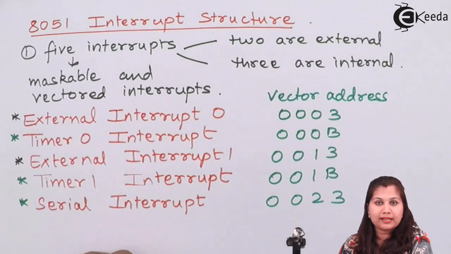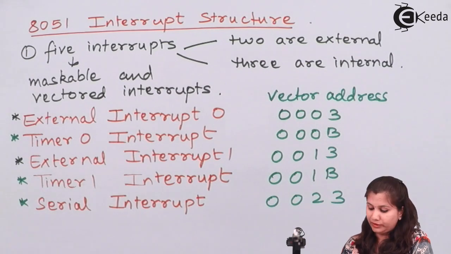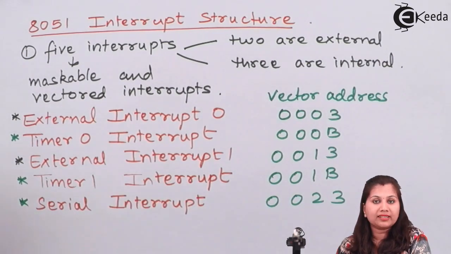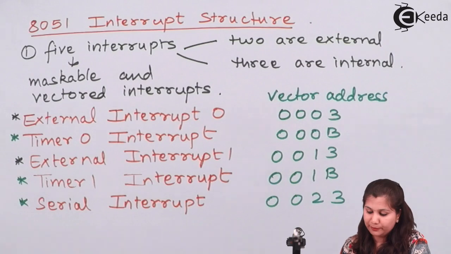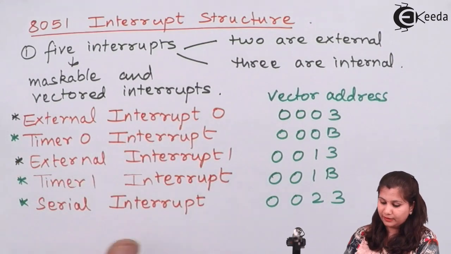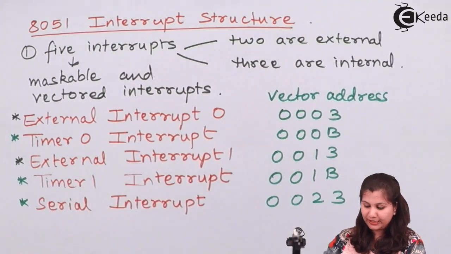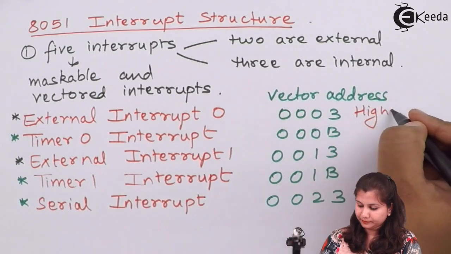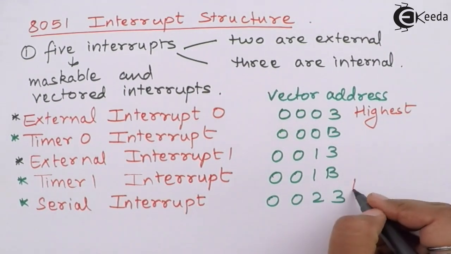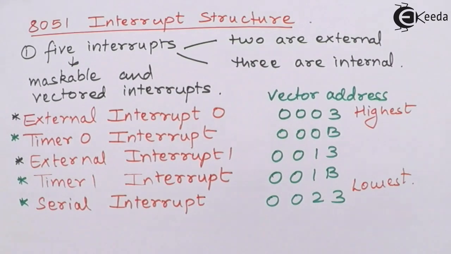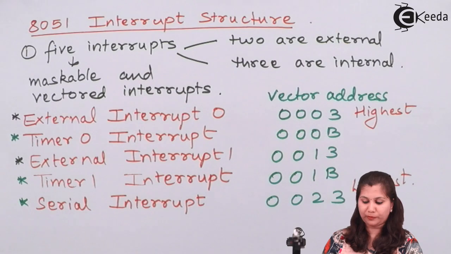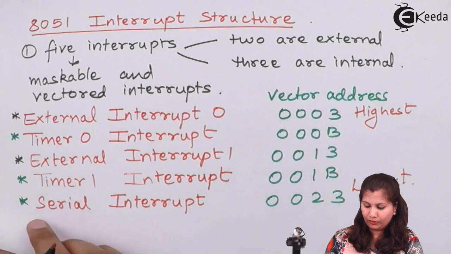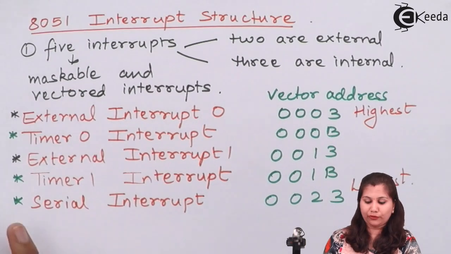Now we have some priorities. Suppose all the interrupts are given at the same time to the microcontroller, which will be executed first and which will be executed last? Out of these 5 interrupts, external interrupt 0 has the highest priority, and the serial interrupt has the lowest priority. Okay, so in this order the priority decreases. External interrupt 0 has the highest priority and serial interrupt has the lowest priority. Okay, so this was about the 5 interrupts of the 8051.